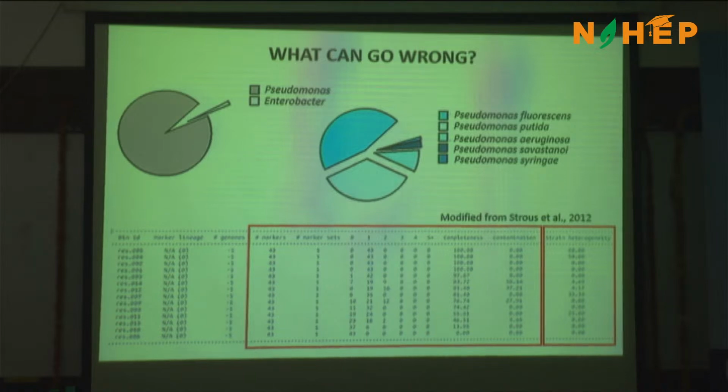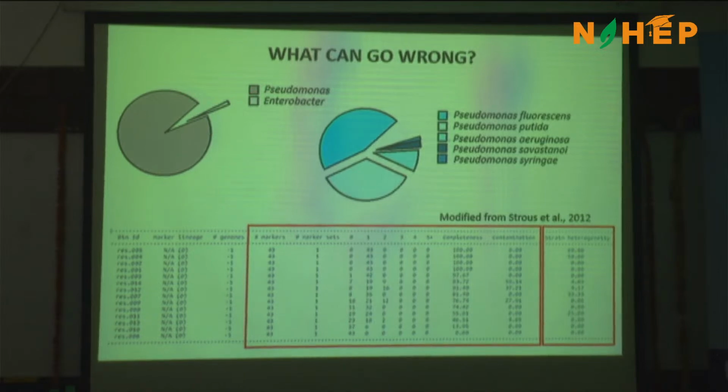So, for example, let's look here. We have this bin in this pie chart, mainly Pseudomonas, and a few contigs from Enterobacter. But here the problem is a bit bigger, because we have several species of Pseudomonas. To differentiate between them is going to be quite complex. But we have something to use for this.